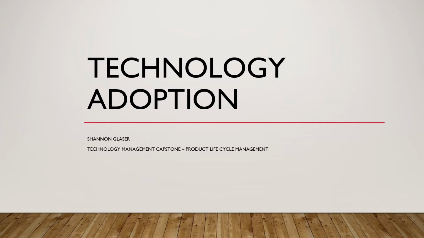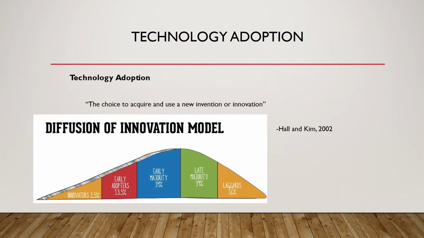This week we'll be talking about the technology adoption life cycle and the types of groups that businesses and consumers can fall into and the traits that are associated with each group. I'll start with a quote from our reading by Hall and Kim. Technology adoption is the choice to acquire and use a new invention or innovation.